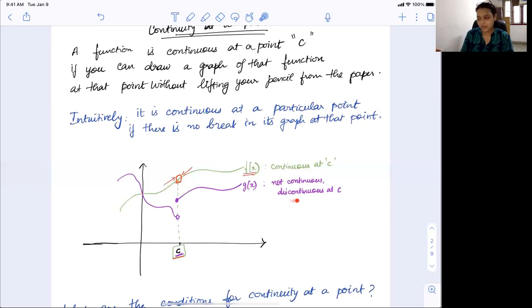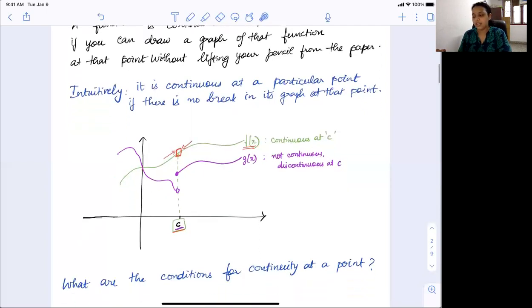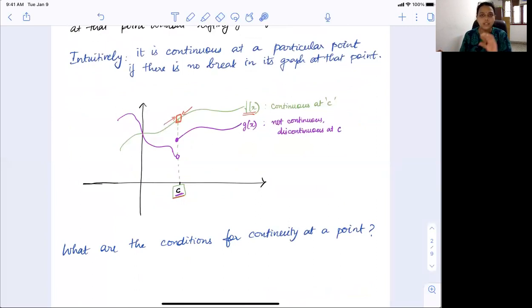Whereas on the other hand, if I'm looking at the purple function here, g of x, and I start here and I draw the graph there, but when I come to C, there's going to be a break here, or rather a jump. So I start and come this way, and I now jump, lift my pencil from the paper, and start drawing the function again that way. So g of x has a break at C, and therefore it is discontinuous at C. Now, let's define all of this in a very formal way. What are the conditions that we need to have in place for a function to be continuous at a point C?